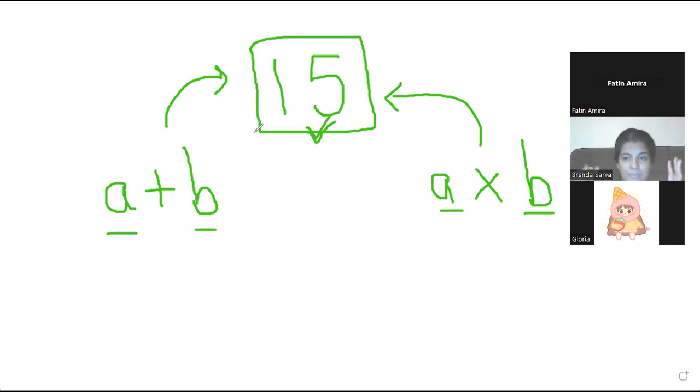Two numbers. Now you've got to think a bit. What are two numbers that if I multiply with each other, I get 15, and if I add them up, I also get 15? Can you think? I asked you to think. I didn't ask you for wows. It's like a puzzle here, you know? It's not hard.